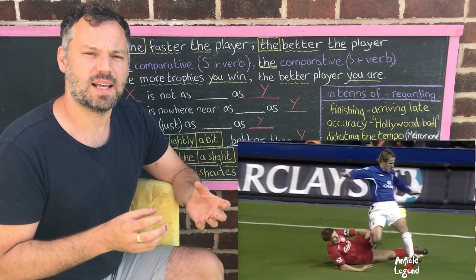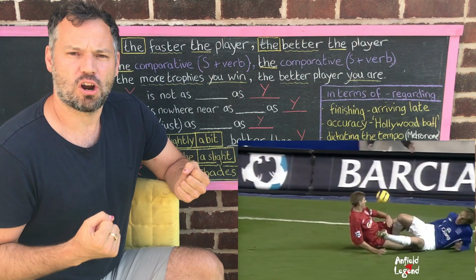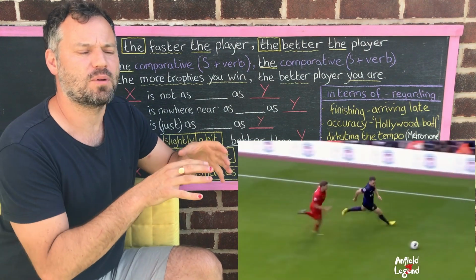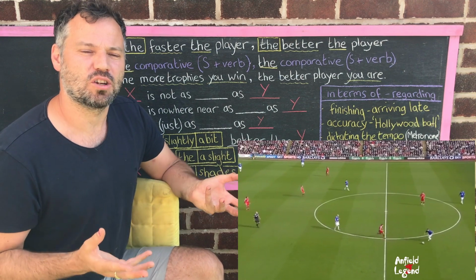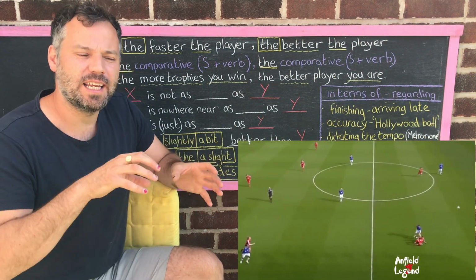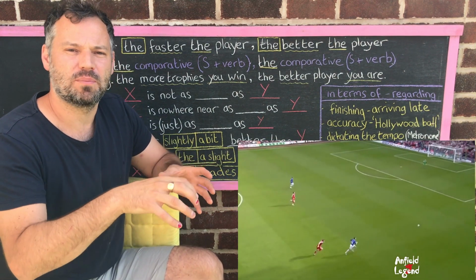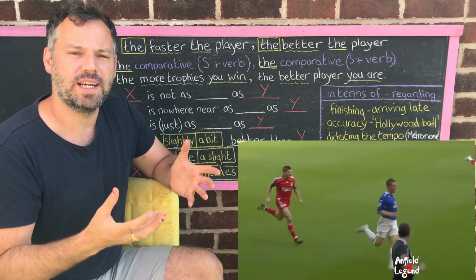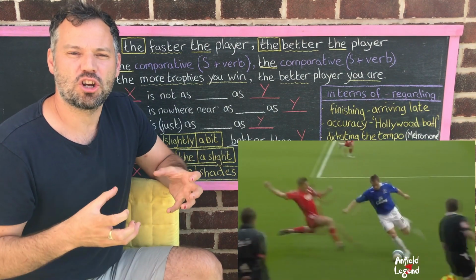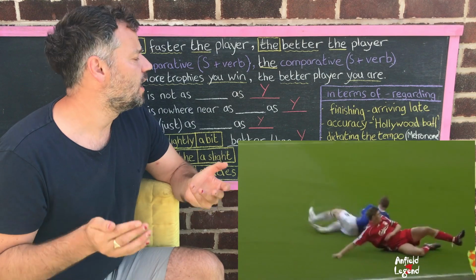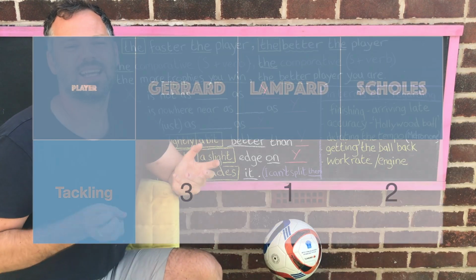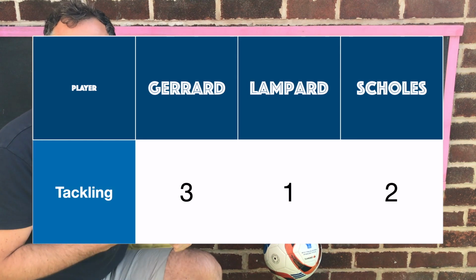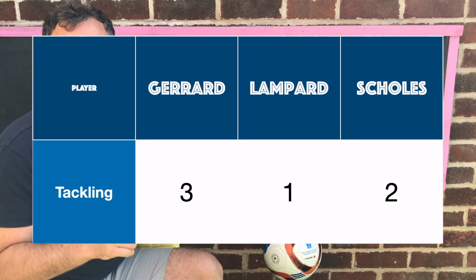He intercepted passes. Frank Lampard was a strong player also. You couldn't shake him off the ball, but he didn't do crunching tackles so much. Again, I think because he operated in a different area of the pitch, he was a little bit more free in midfield. It wasn't his job to get the ball back as much. So for me, in terms of tackling, I think Gerrard 3 points, Scholes 2 points, and Lampard 1 point.